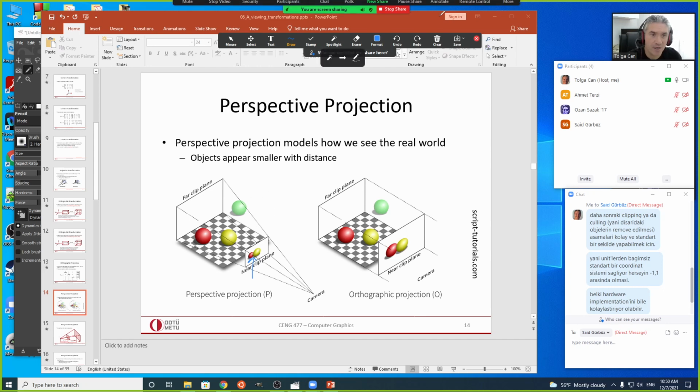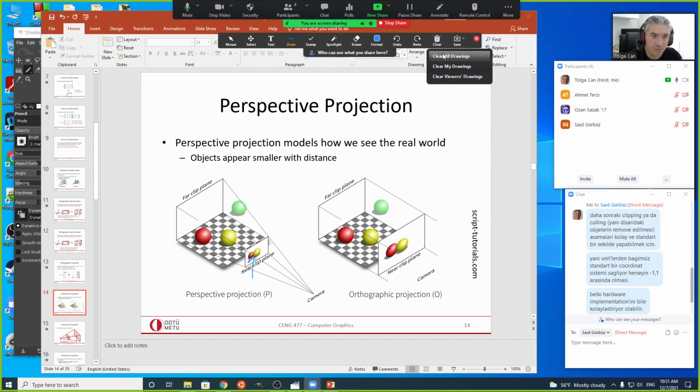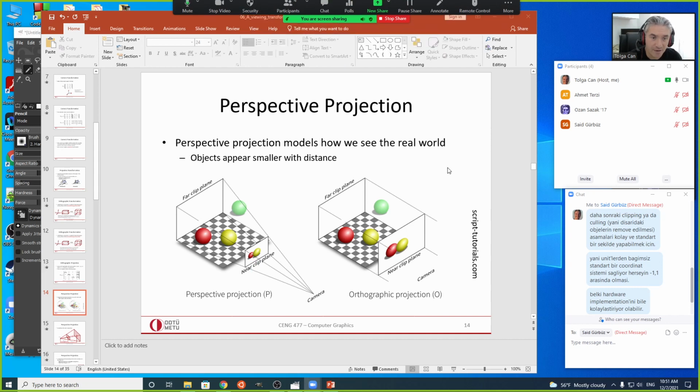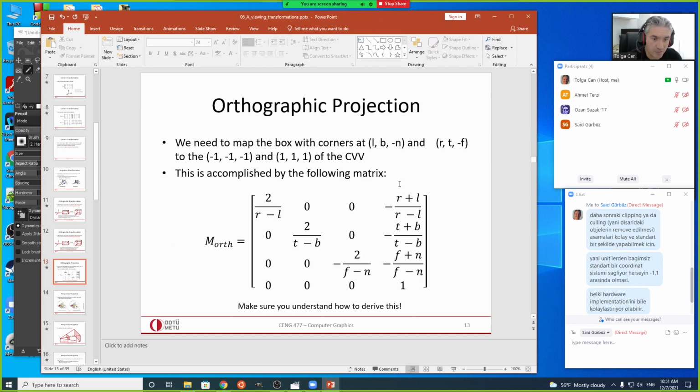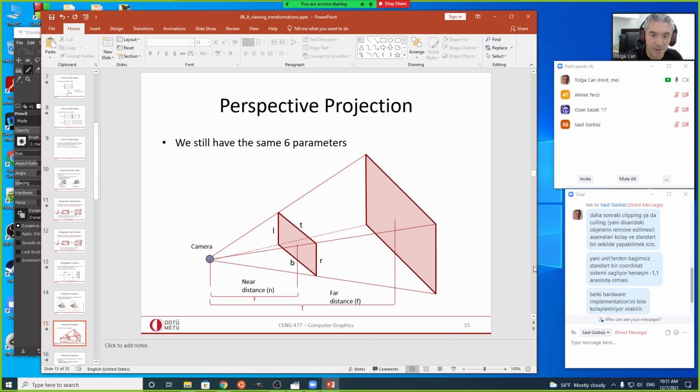Now, how can we establish perspective projection with matrix multiplication, just like we did for orthographic projection? As you can see, this is another 4x4 matrix, which means that you can multiply it with your modeling transformation and camera transformation, and do everything in one step, because we can compose those 4x4 matrices into a single 4x4 matrix. Just like orthographic projection, in perspective projection we again have six parameters. This near plane, this l, r, b, t, is actually the same size as in the orthographic projection.